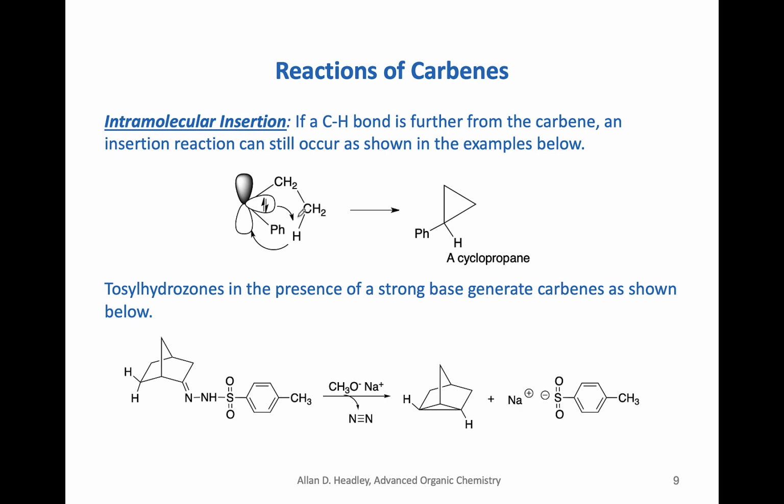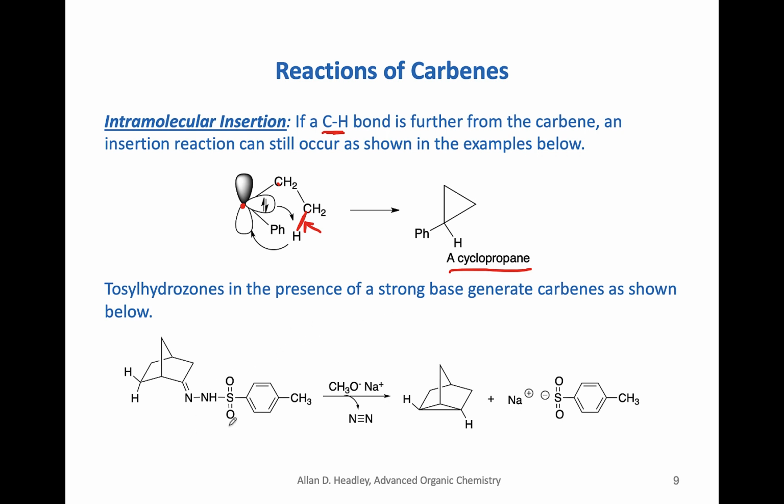Let's look at another type of insertion. This time it's not the CH that is adjacent to the carbene. So here's our carbene. Here's a CH2, here's a CH2, and here is the CH. So we can have a migration or an insertion into this bond where this H comes over here, and we have a bond here to form a cyclopropane if it's like this.